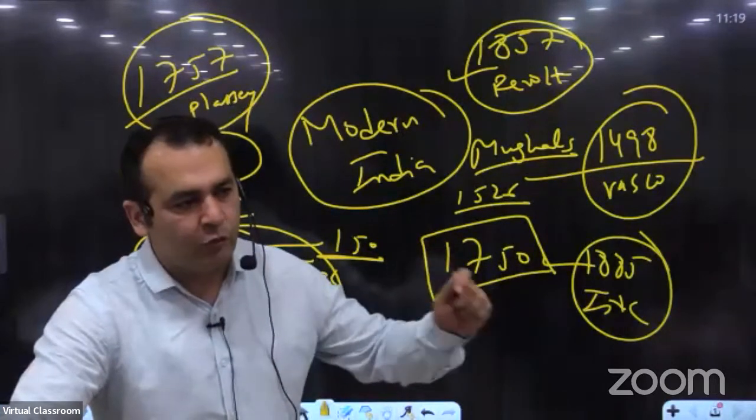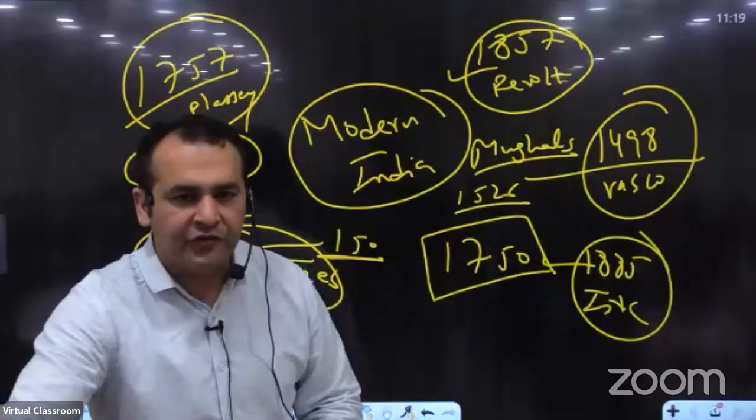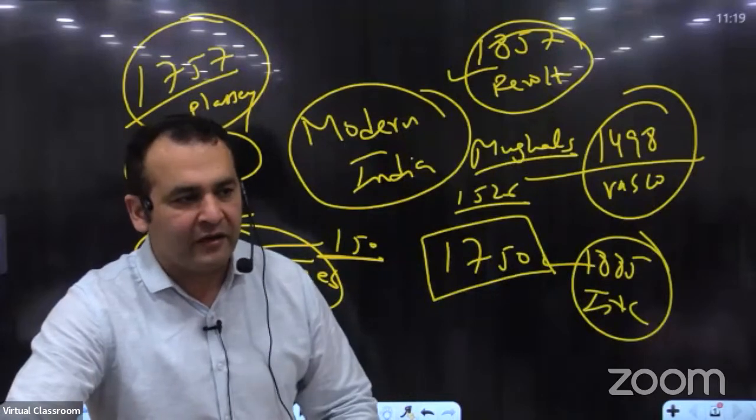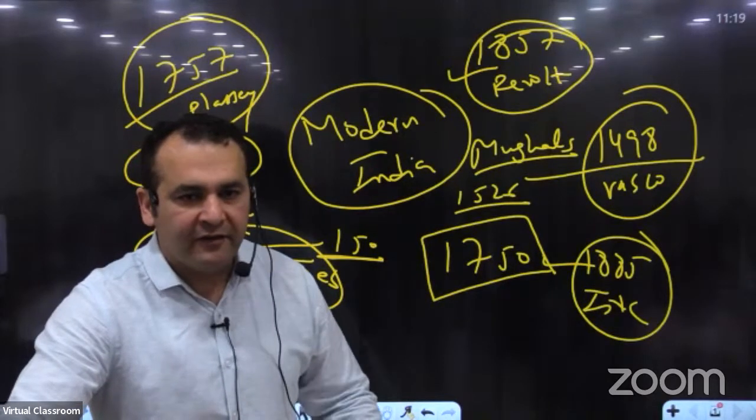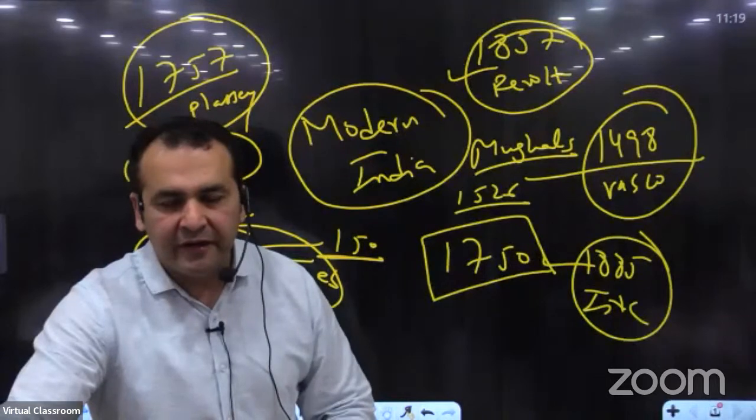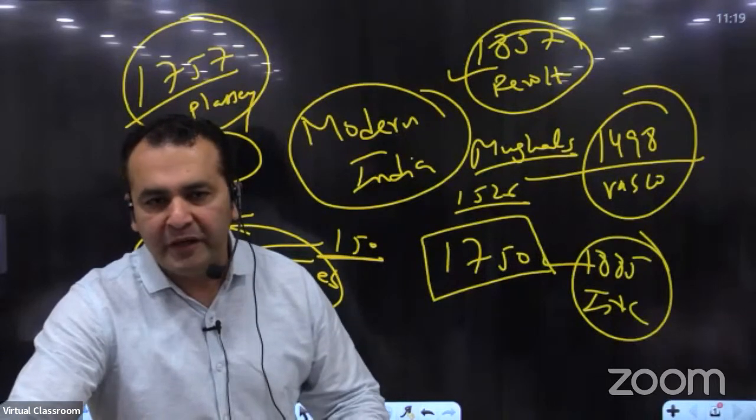That is, which event happened first, then which event happened next. They will never ask you a question on a date. So there is no need to cram dates from today onwards. After 10 classes, I will tell you a way how you have to make a flow chart.